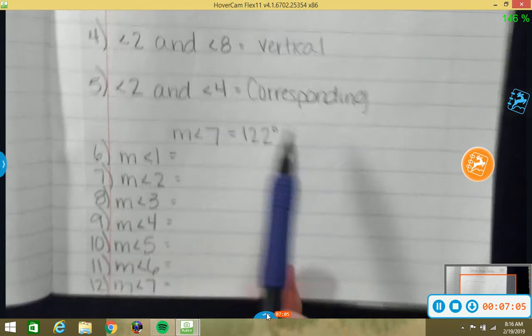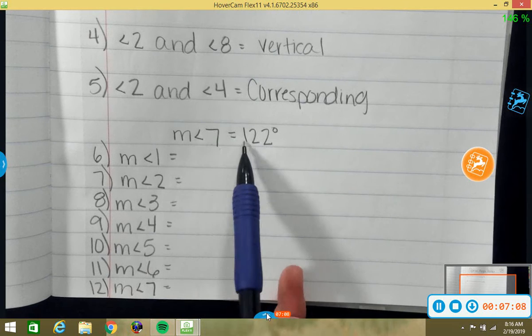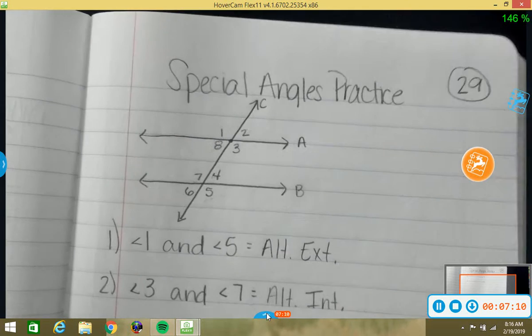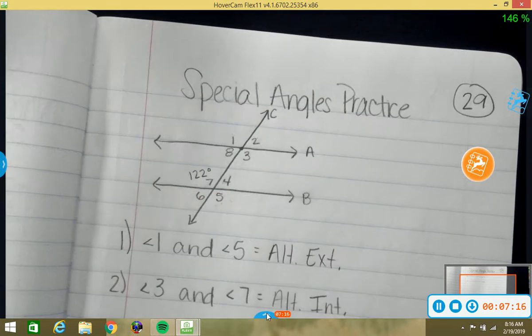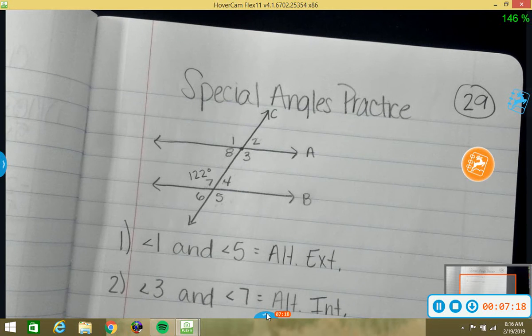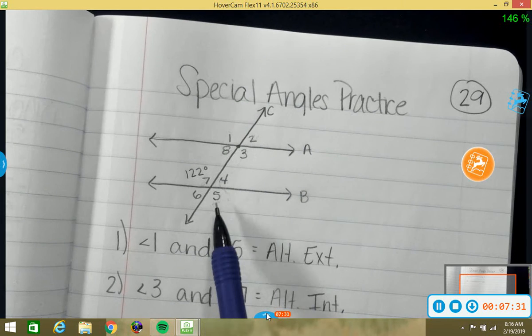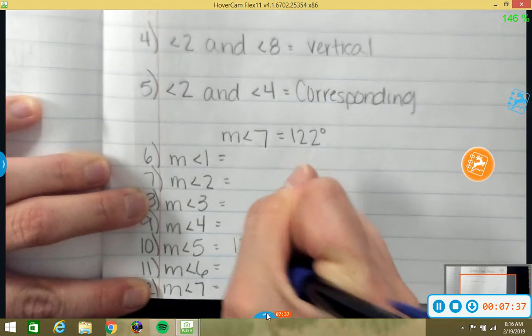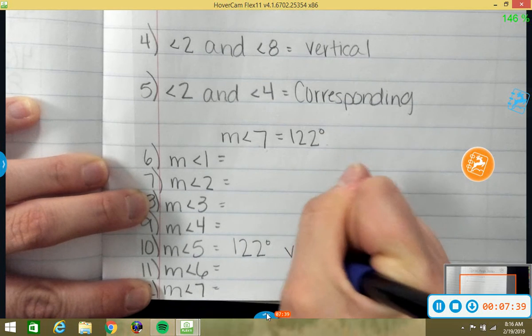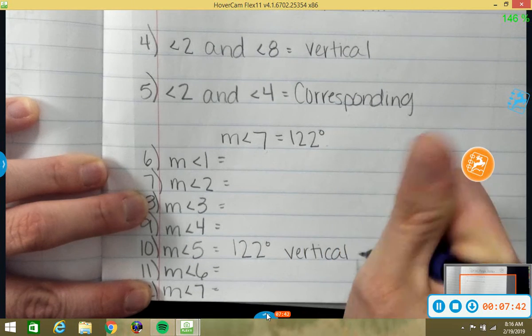So let's look at the measure of angle 7 is 122 degrees. So up here, we know that this is 122 degrees. What is going to be the easiest angle to find? 5 or 4. Okay, 5. Why is 5 going to be easy? This is 122. They're vertical, right. So angle 5 is the easiest one because it's vertical to it. So we know that this is 122 degrees because it's vertical to angle 7.